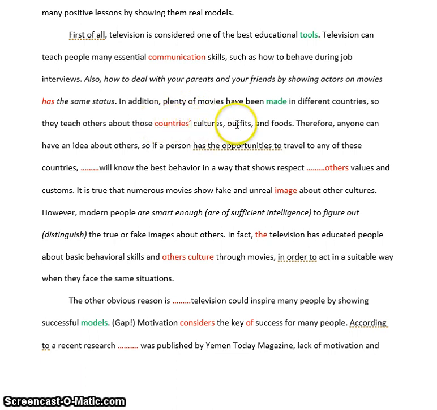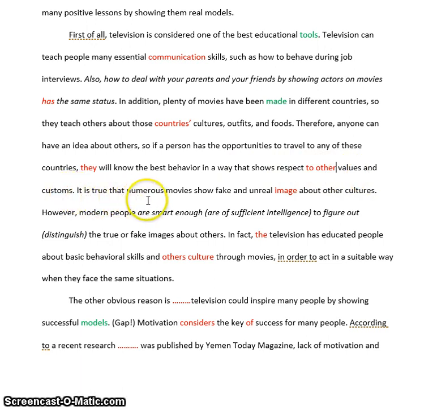Countries, cultures. Outfits and foods. Therefore, anyone can have an idea about others. So if a person has the opportunities to travel to any of these countries, will know. Who will know? They. We're talking about people. They will know the best behavior in a way that shows respect. We show respect to others' values or other values. Other values and customs. So we show respect to other values and customs.